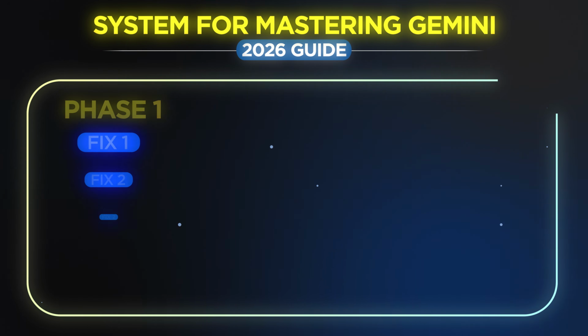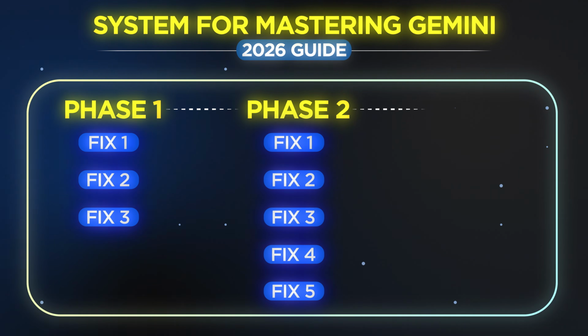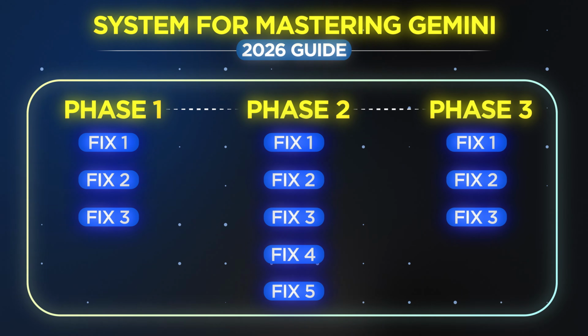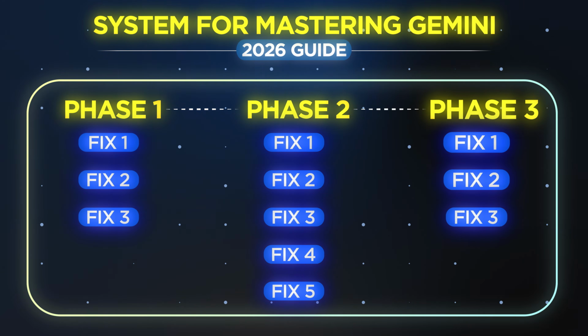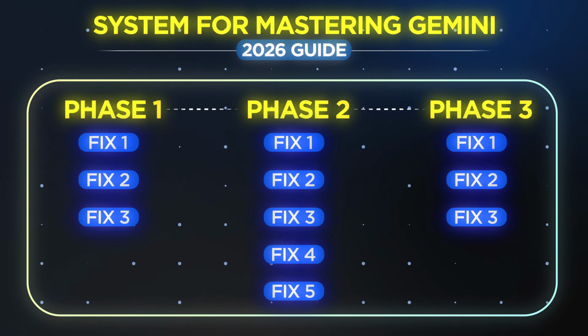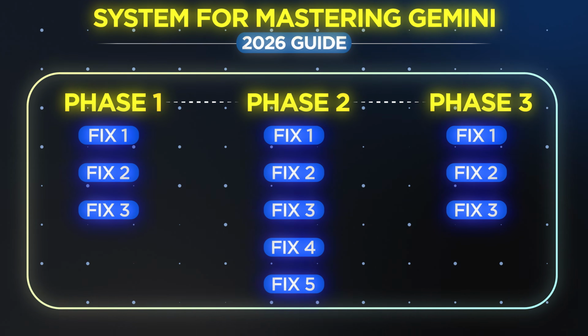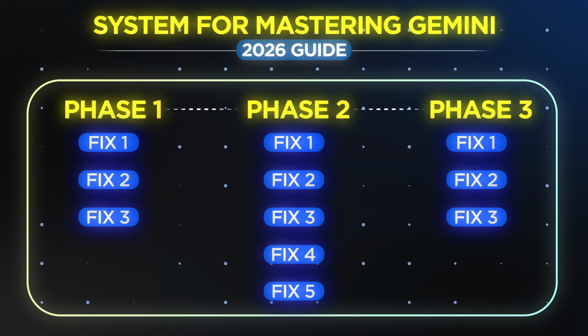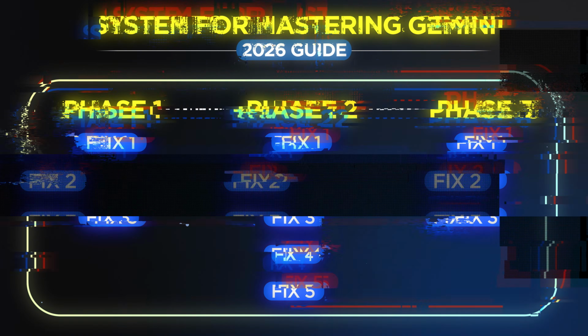The process for taking full advantage of Gemini is divided into 3 phases. Phase 1 fixes your setup. Phase 2 changes how you prompt. And Phase 3 unlocks features people have no clue how to use. Skip the foundation and the advanced features won't work. So, without further ado, let's jump into Phase 1.